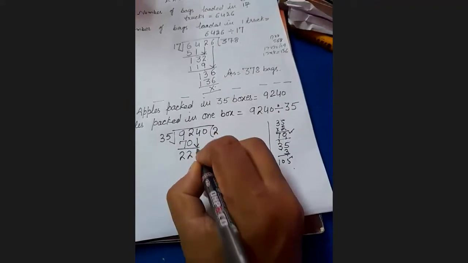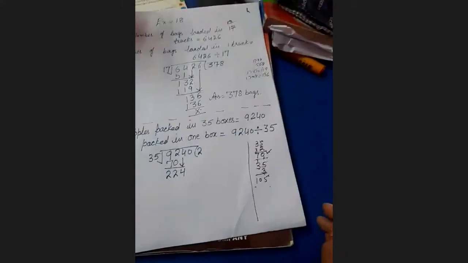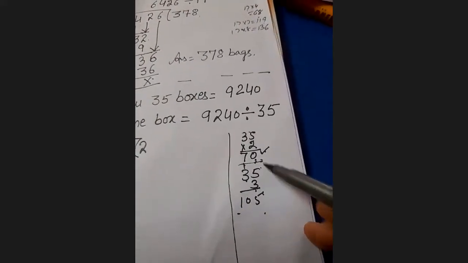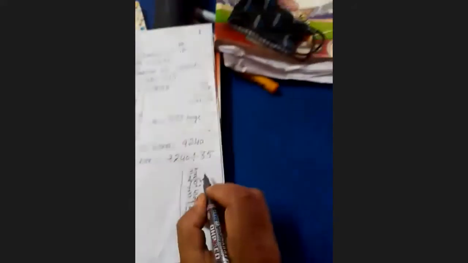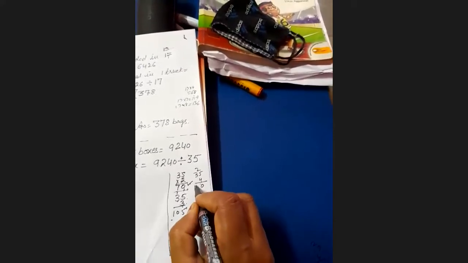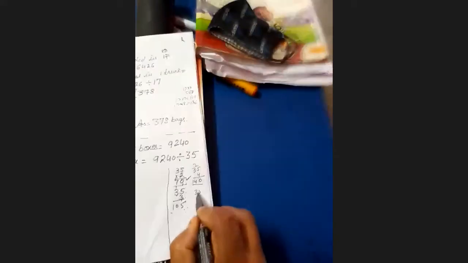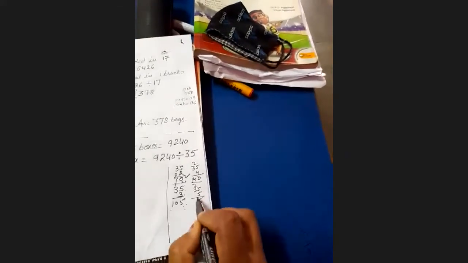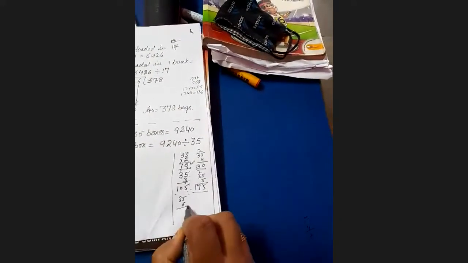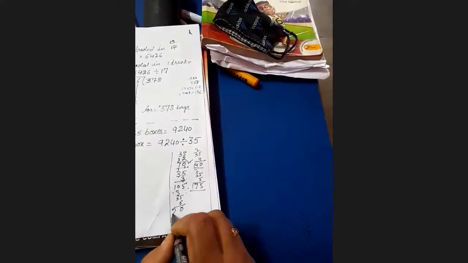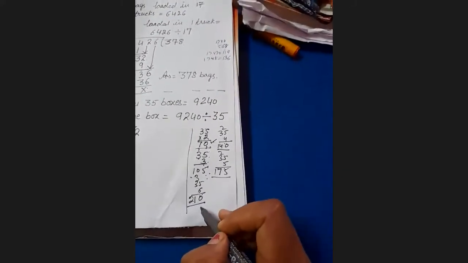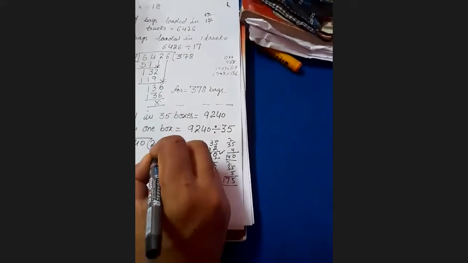And the next number is 4. Yes, friends. Now on the side, 35 multiplied by 2 is 70. 35 multiplied by 3 is 105. Now 35 multiplied by 4 is 140. And 35 multiplied by 5 is 175. And 35 multiplied by 6, 5 6s are 30, 210. Yes, friends, when we multiply 35 by 6, we get 210. So in the second step, students, we will divide by 6.